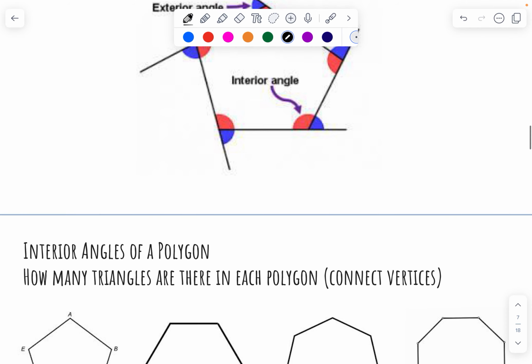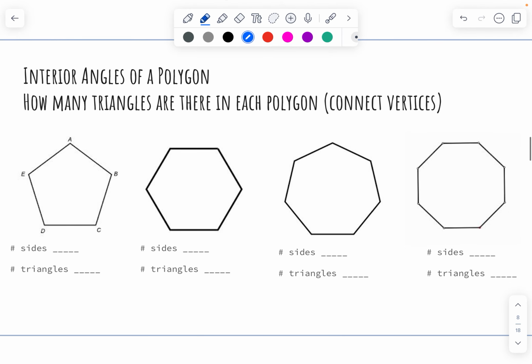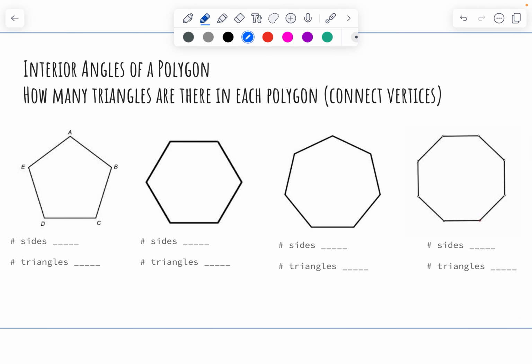All right, with polygons, we have interior angles and exterior angles. Interior is obviously inside the shape. Exterior is on the outside of the shape. So if we take any polygon and extend its side, the angle that it creates on the outside is called the exterior angle. So let's figure out where the formula comes from.